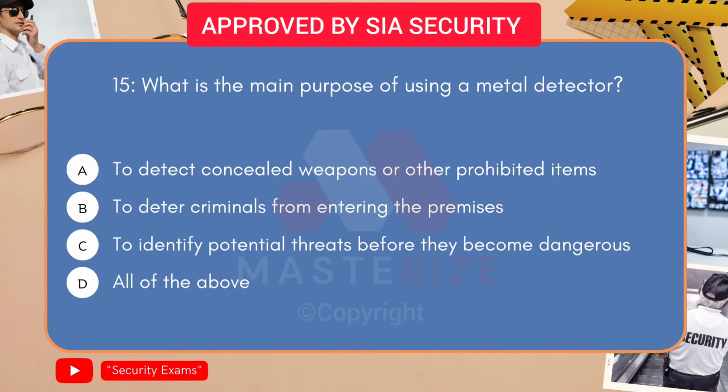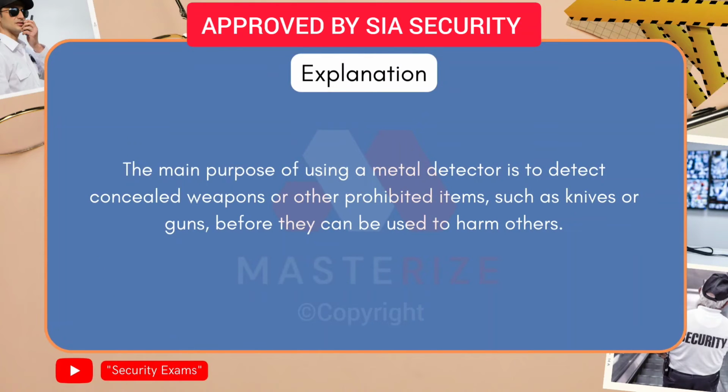What is the main purpose of using a metal detector? To detect concealed weapons or other prohibited items, to detect criminals from entering the premises, to identify potential threats before they become dangerous, all of the above. Answer: to detect concealed weapons or other prohibited items. Explanation: the main purpose of using a metal detector is to detect concealed weapons or other prohibited items, such as knives or guns, before they can be used to harm others.